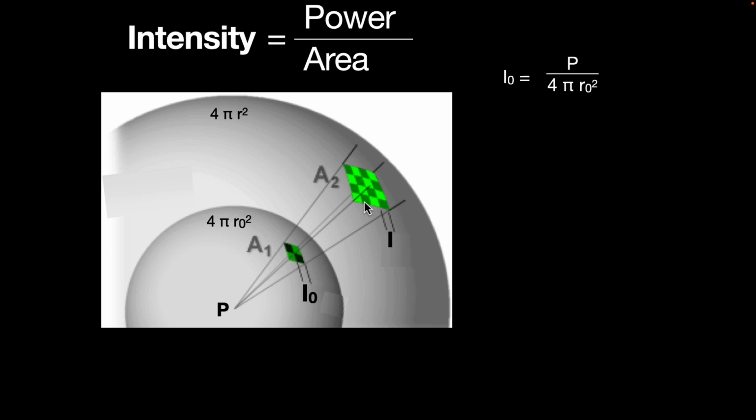If we go further away, the intensity is going to follow that same thing. It's still going to be the power divided by the area. The power is the same, it's the same speaker, but the area is going to be different because we have a different r. So that's going to be power divided by 4 pi r squared instead of r naught squared. R naught is the distance away for the first little shell, and r is the distance for the second shell.